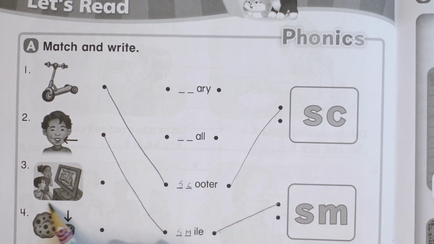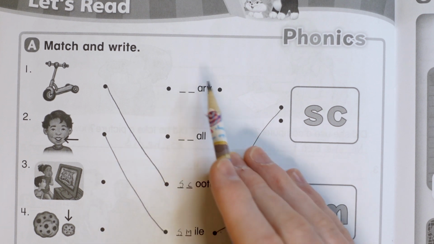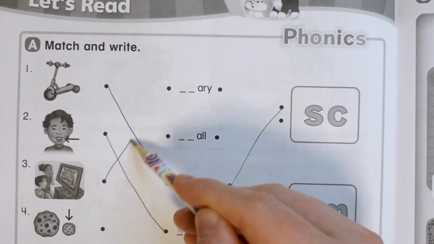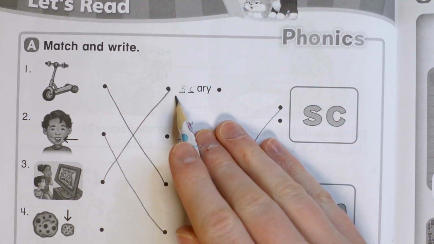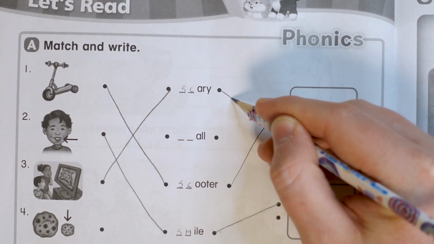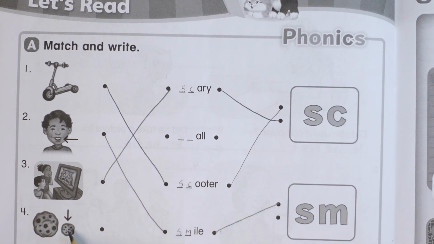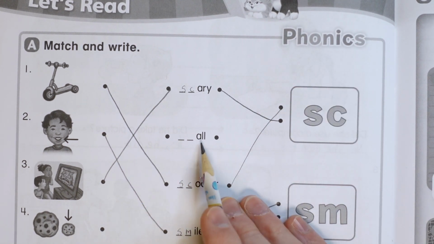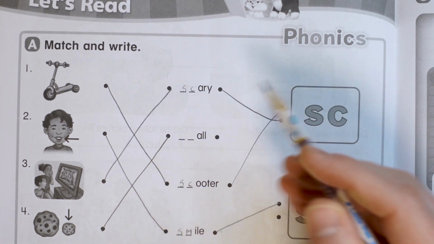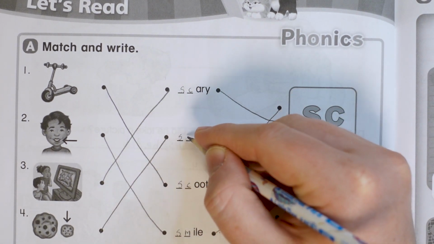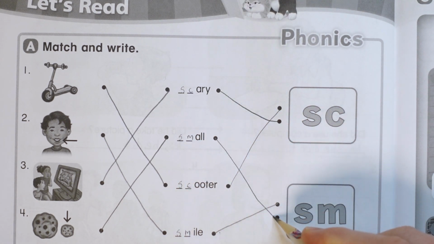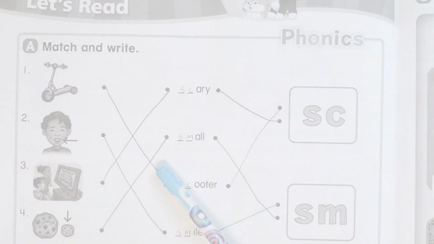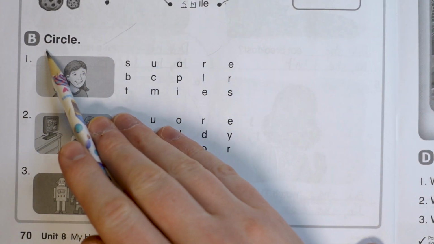Next, we have this one, and I think this is supposed to be scary. So we're gonna look for ary. Oh, here's ary. Draw a line and put in sk, sk, ary, scary, and draw a line to sk. The last one, big and small. So here's all. Draw a line up, and we'll add in sm. Sm, all, small. And draw a line down to sm. Part A is done.